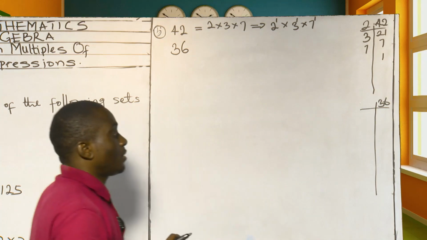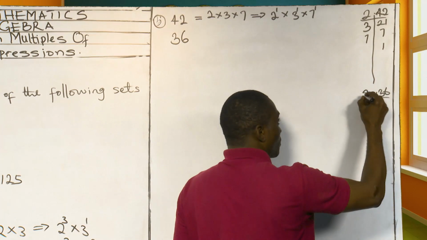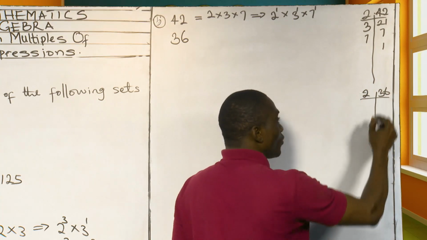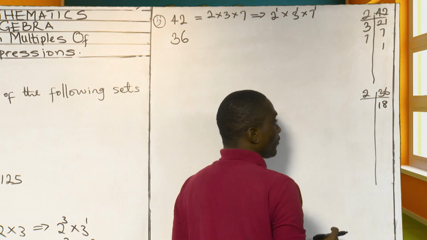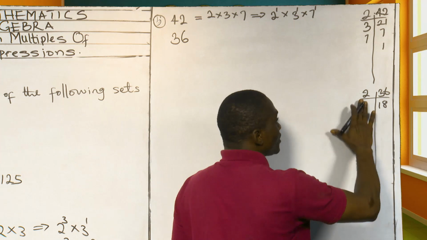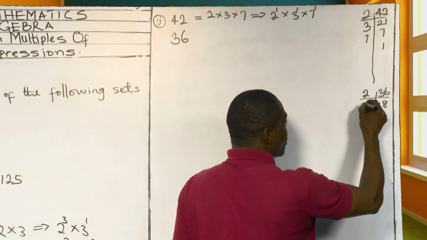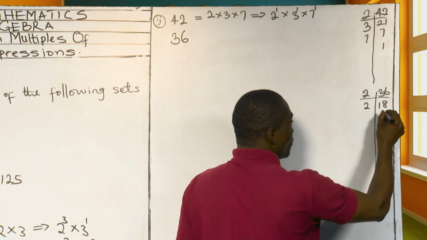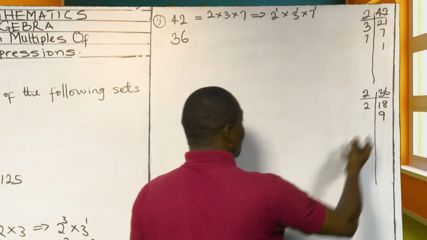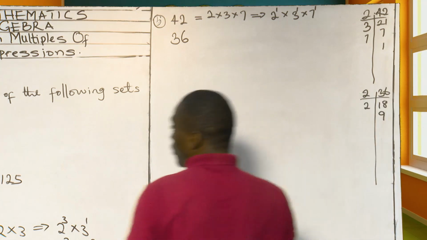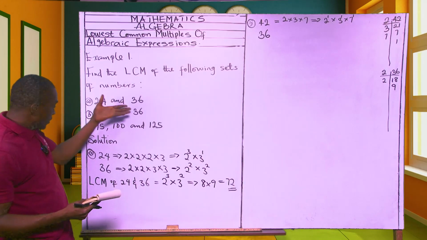The least prime factor of 36 is 2. 2 in 36 will give us 18. All right. Now, the least prime factor of 18 is 2. 2 in 18 will give us 9. Okay. Even we don't need to stress ourselves. We have already done 36 above here.